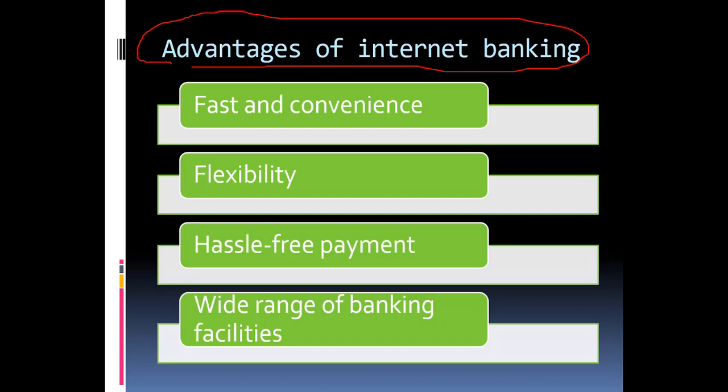And the next, these are the advantages of using internet banking. The first, fast and convenient, where we can transfer our money immediately, and convenient, as we only use our phone, laptop or computer, which needs an internet line. Flexible, we can use it at any time that we want, anywhere, with hassle-free payments and a wide range of banking facilities. So if we have an internet line, we can use internet banking to transfer or pay bills at any time and anywhere that we want.